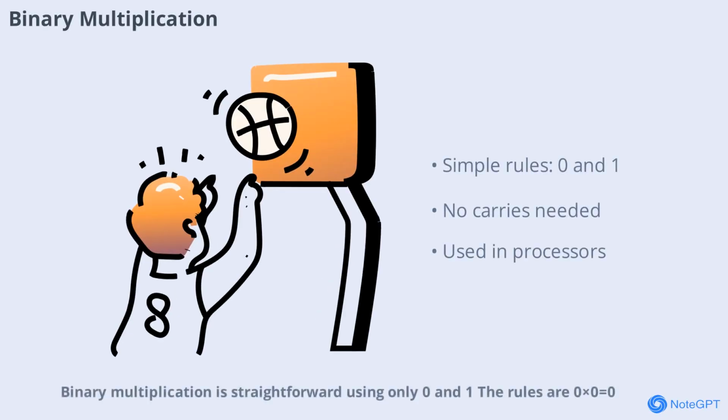Binary multiplication is straightforward, using only 0 and 1. The rules are 0 times 0 equals 0, 0 times 1 equals 0, 1 times 0 equals 0, and 1 times 1 equals 1. Multiplication in binary is similar to decimal, but much simpler due to the limited digits. This operation is used in computer processors for calculations and data processing.